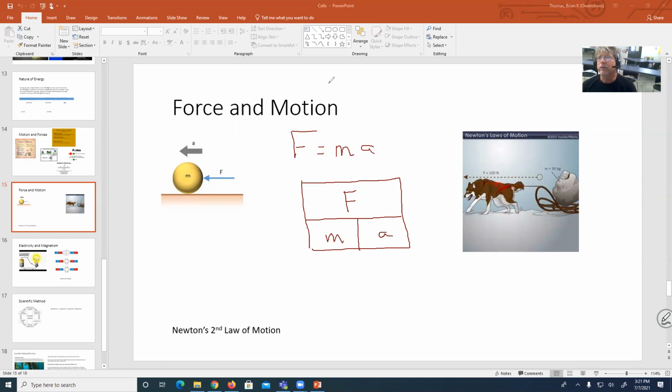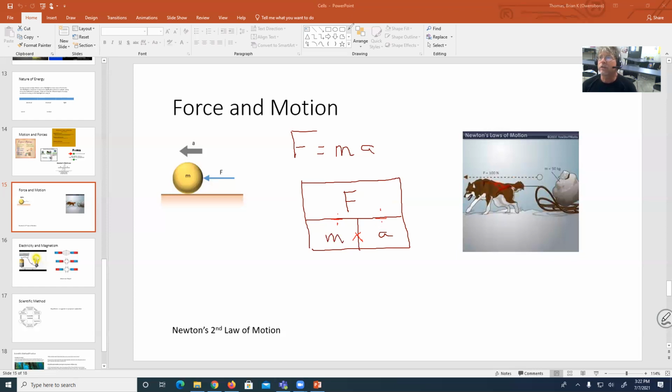Now, what this formula basically tells me is this, that force can be found if you multiply the mass times the acceleration. But if I know the force and the mass, if I divide those two, that'll allow me to find the acceleration. And if I know the force and the acceleration, if I divide those, that'll help me find the mass.